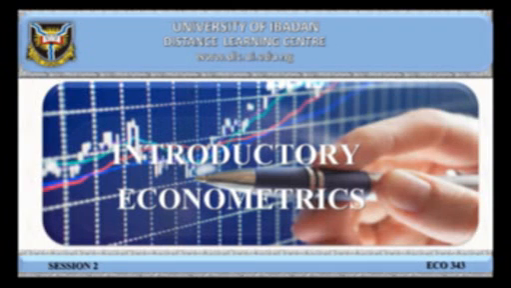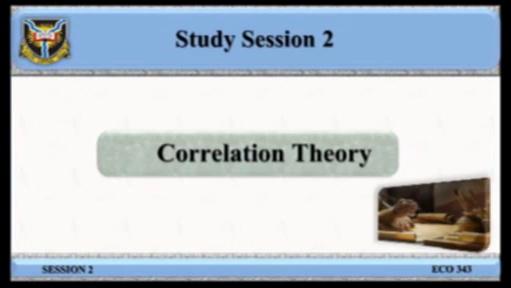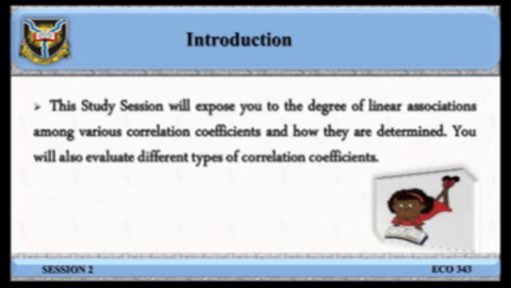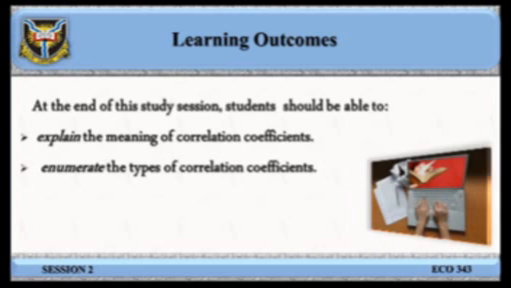Study Session 2, Correlation Theory. Introduction. This study session will expose you to the degree of linear associations among various correlation coefficients and how they are determined. You will also evaluate different types of correlation coefficients.